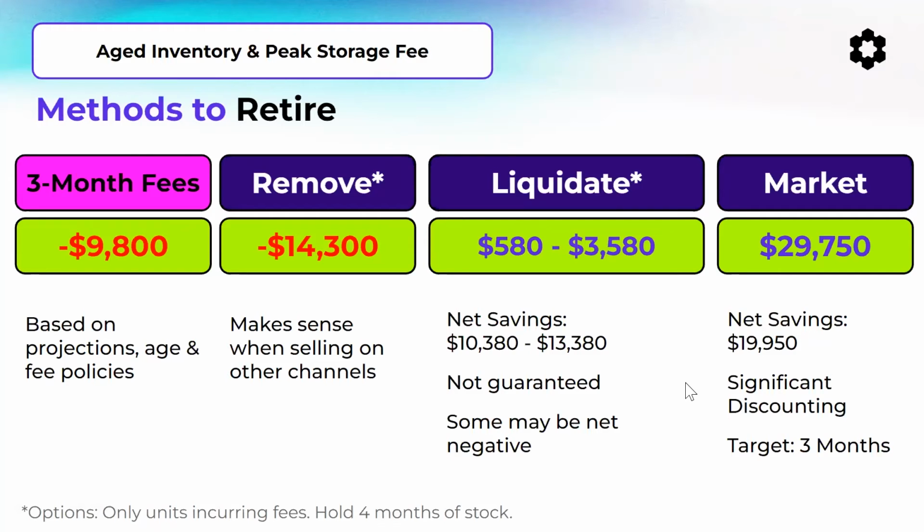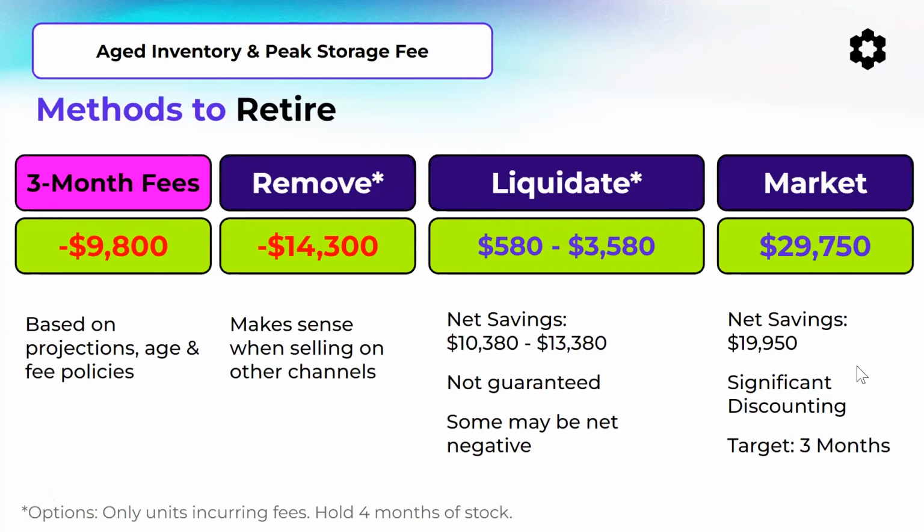And then the last one, which is generally the best option, is to market that product as quickly as possible. You want to try to market it within the first 3 months. You might have to pay that $9,000, but if you can make some of that money back, in this example, it's about $30,000 that we made back by dropping the price, say 30%. We moved that inventory in the next 3 months. We still paid that $9,000 fee, but we ended up putting $20,000 in our pocket on the way to getting rid of that product.